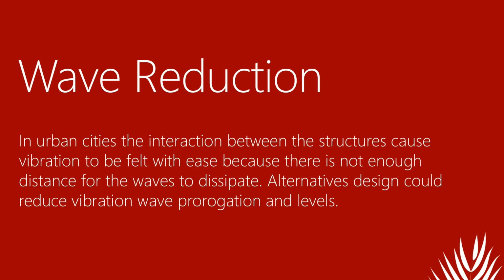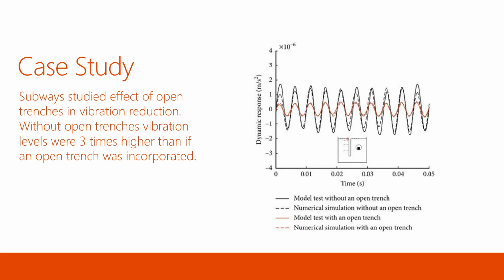Vibrations are present everywhere. In urban cities, the interaction between different structures causes vibrations to be felt with ease because there is not enough distance for the waves to dissipate. A study was performed to understand what would be the best alternative in preventing subway vibrations from propagating. One of the solutions was open trenches located a few yards away from the subway. Data reflected that since there is a gap in the soil, vibrations get disrupted and there is a loss of energy when reaching the open trench. In cases where only soil is present, vibration waves could be 3 times higher. Phase changes, in this case from soil to ambient air, serve well in decreasing the energy waves.